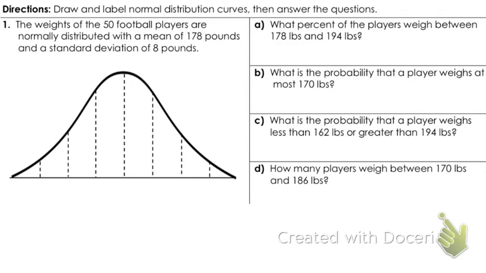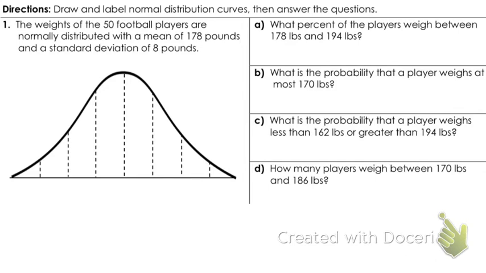Draw and label the normal distribution curves, then answer the questions. So we have the weights of 50 football players normally distributed with a mean of 178 pounds and a standard deviation of 8 pounds. So in football, something that's pretty important to know is players' weights. It's often stressed in football that you want to get bigger, faster, stronger, so that way you can move people around, and then there's a lot of talk about what weight you are playing at.